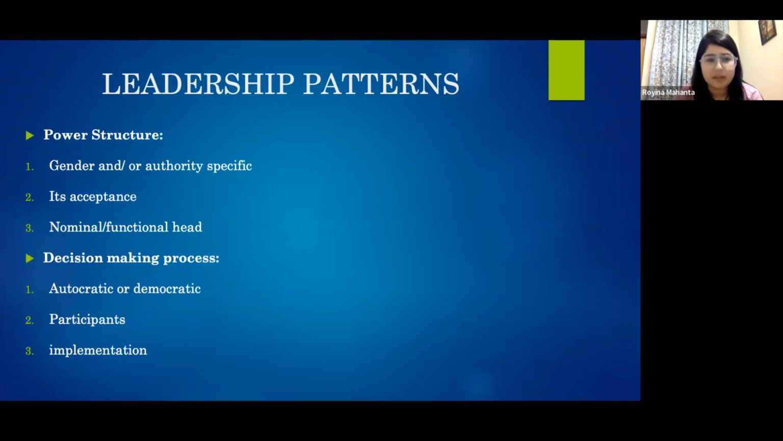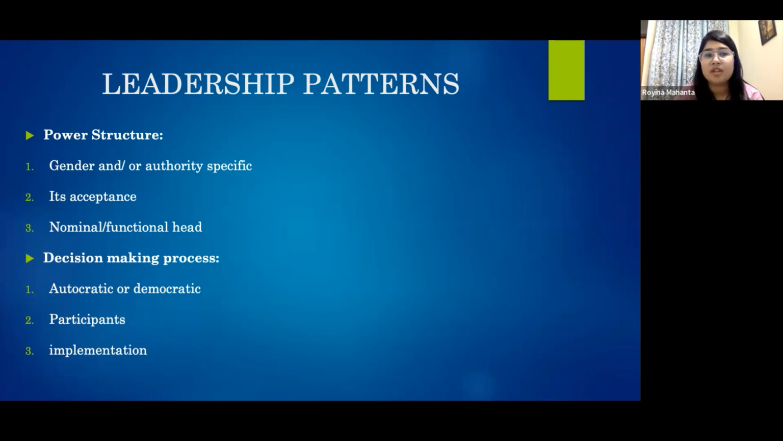Other times it is different. For example, if we see that in a particular family, the father is the nominal head of the family, but the mother is the functional head of the family. Because the father has fallen sick and is unable to work and fulfill the responsibilities, the wife has now become the functional head. So in this case, the nominal and functional head are not the same, and they are two different people right now. So this can also change over time.